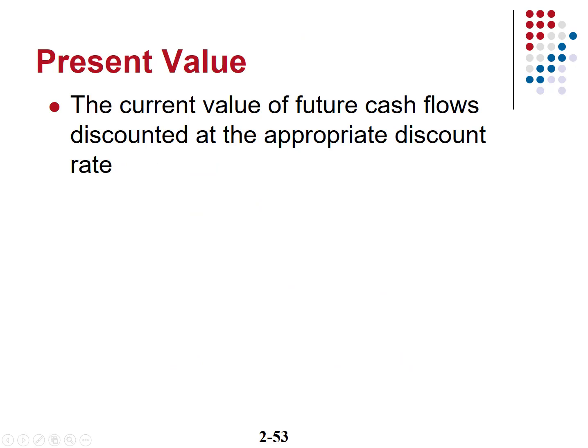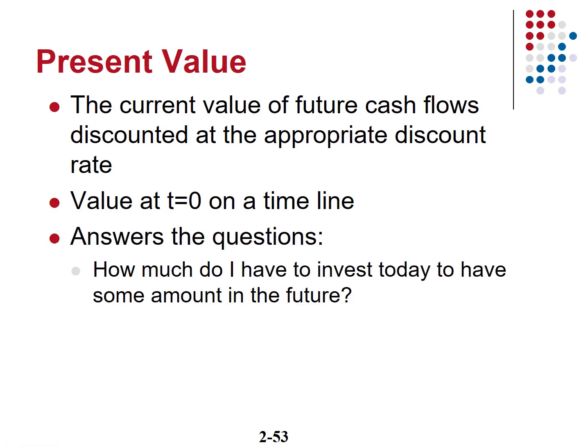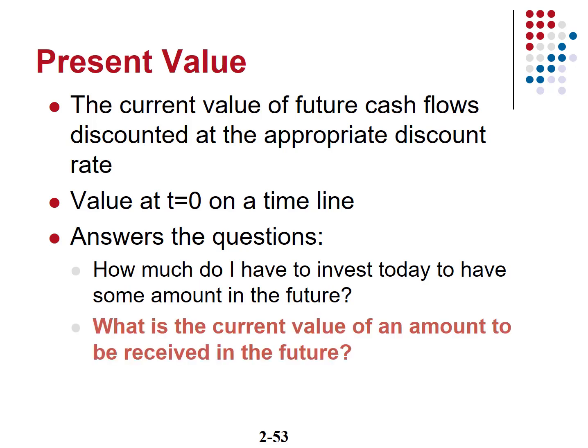If finding a future value is compounding, finding a present value is called discounting. Present value discounts future values to time 0, now. Finding a present value answers the question, how much do I have to invest today to have some specific amount in the future? More importantly, what's the current value of an amount to be received in the future?